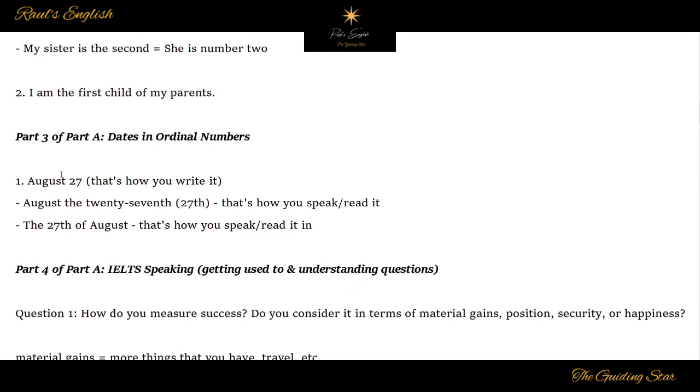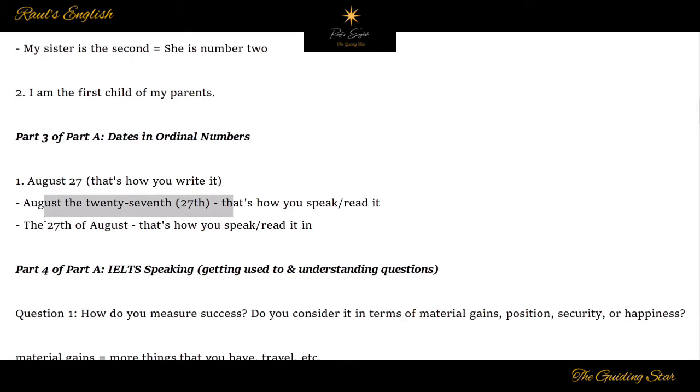Similarly, dates. You write August 27th, but that's how you write it. That's not how you read it. You read it August the 27th, or the 27th of August, depending on which style you're using, the US style or the UK style. So you speak it.